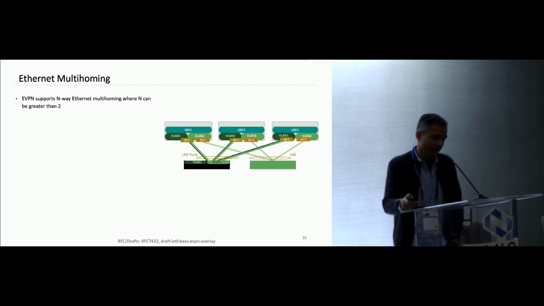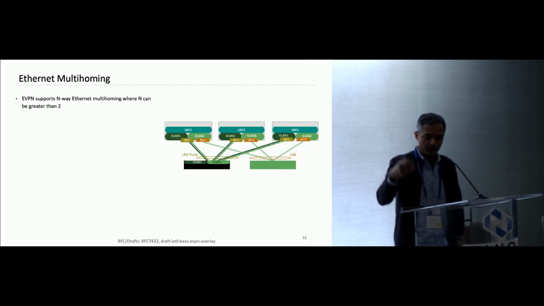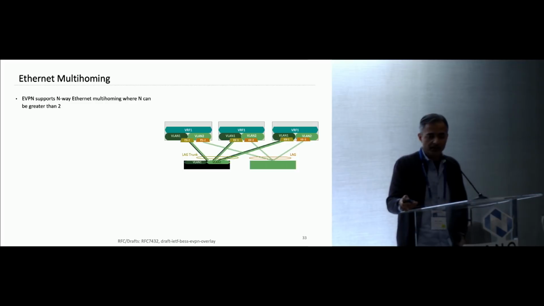You didn't need multi-homing if you didn't need multi-homing for any of the overlays. But if you do need multi-homing, you need to add this building block. Basically, here's where we're introducing the L1 route types. EVPN supports N-way multi-homing, where N can be greater than 2. MC-LAG is the two-way multi-homing. EVPN supports more than that, technically any number.